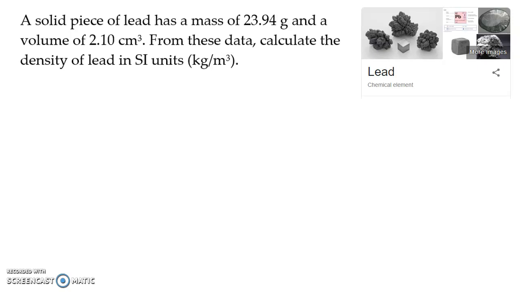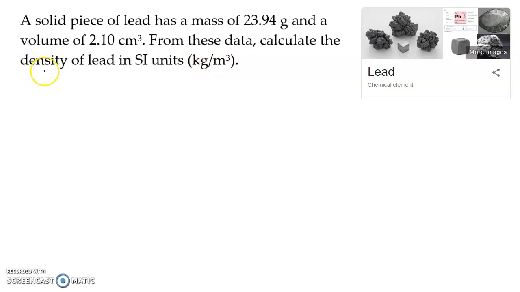In this question, we will be looking at a question related to conversion of unit. The question here: a solid piece of lead has a mass of 23.94 gram and a volume of 2.10 centimeter cube. From this data, calculate the density of lead in SI unit, which is in kilogram per meter cube.